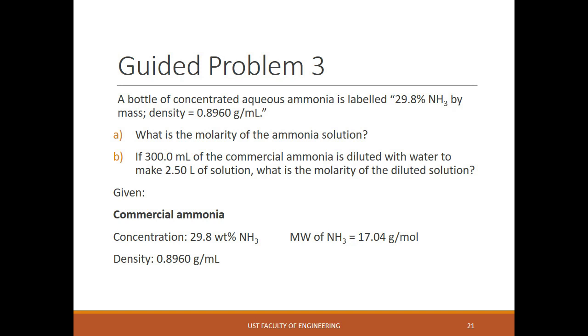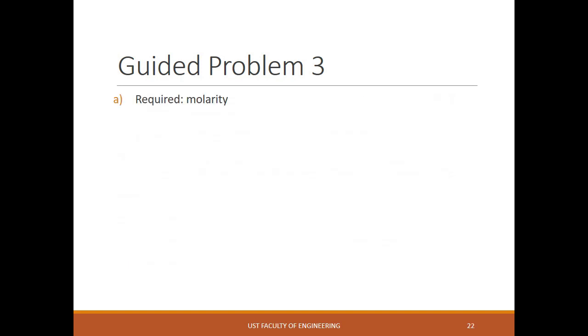Given, for the commercial ammonia, we have a concentration of 29.8 weight percent of ammonia and a density of 0.8960 grams per mL. And the calculated molecular weight of the ammonia is equal to 17.04 grams per mole. To solve for molarity, we need to determine the moles of solute and liters of solution. However, these were not given in the problem. The problem just provides us with the mass percent and density. So basically, we are asked to convert the concentration from mass percent into molarity.